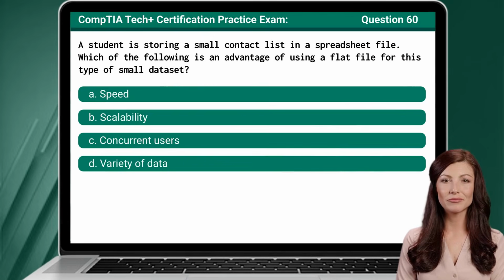Question 60. A student is storing a small contact list in a spreadsheet file. Which of the following is an advantage of using a flat file for this type of small dataset?